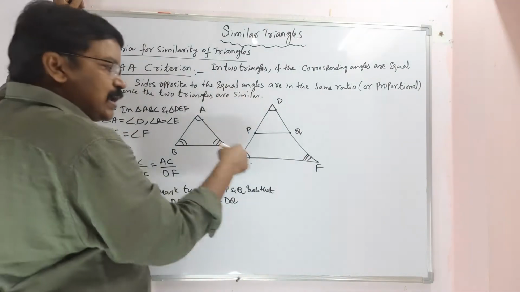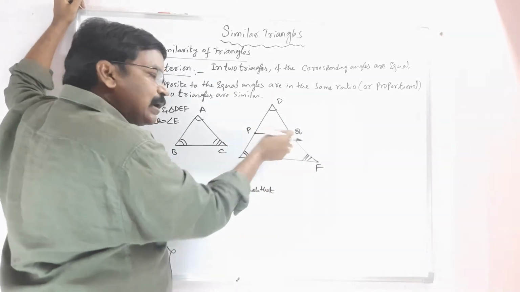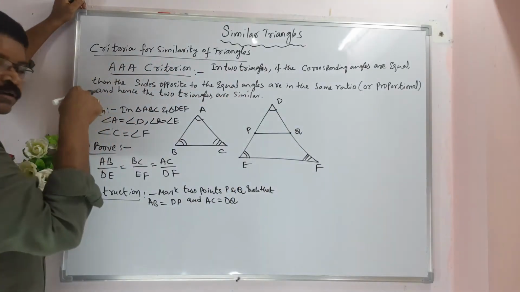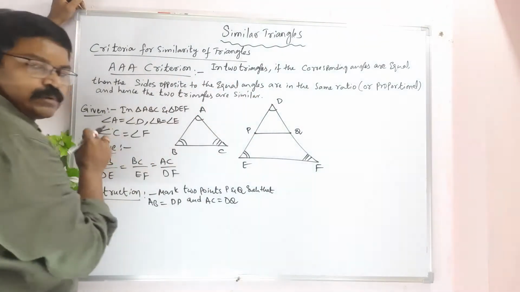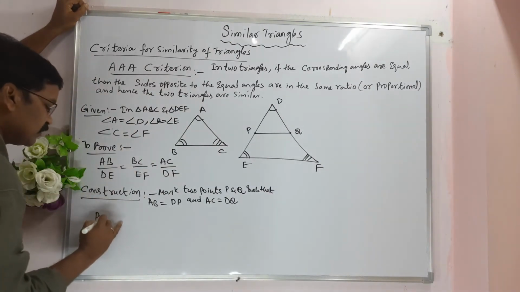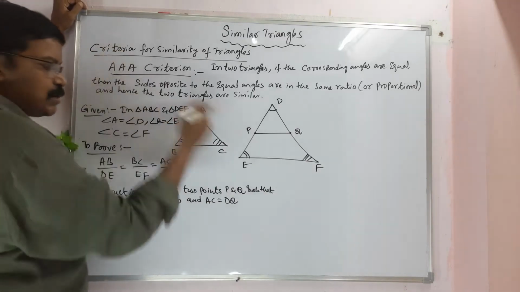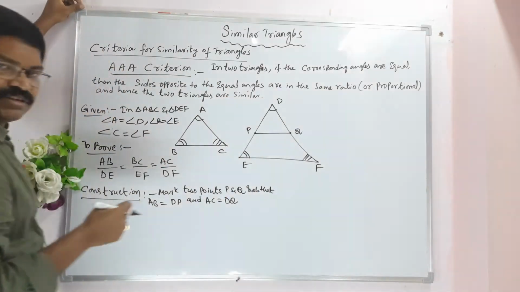So in this triangle DEF we mark 2 points, P and Q, on DE and DF, such that AB is equal to DP and AC is equal to DQ. Now let us see the proof here. I hope you understand up to here what is given, what is to be proved, and what is the construction.